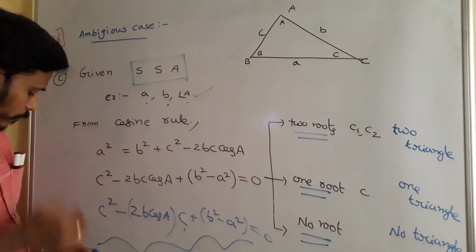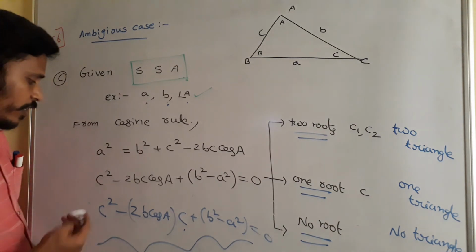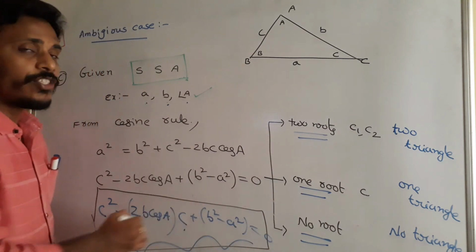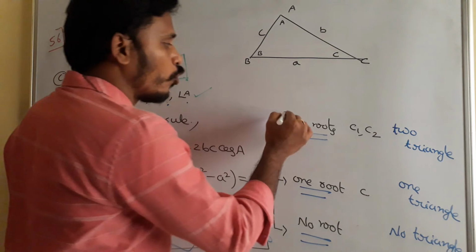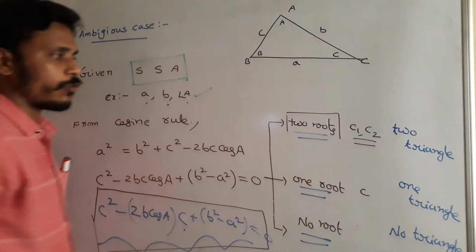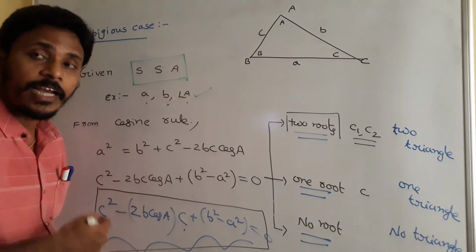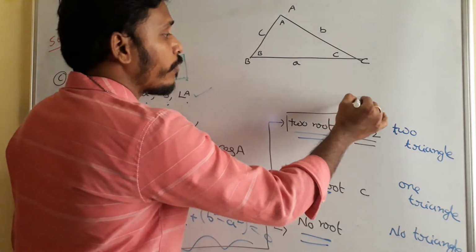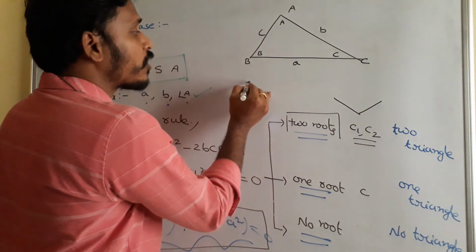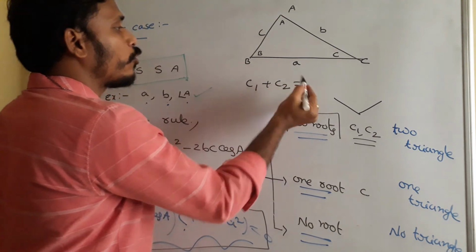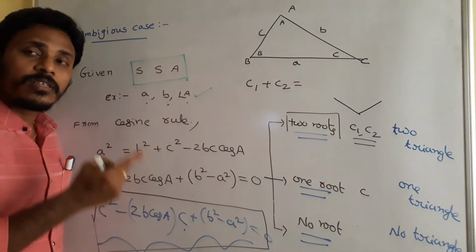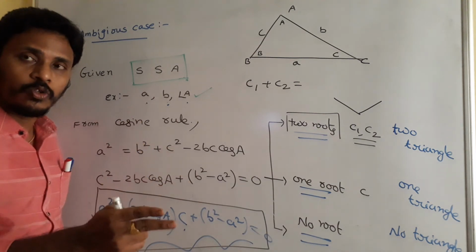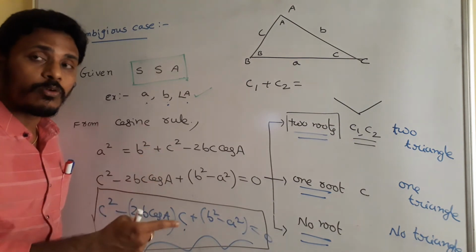Here in this case, once again at a stretch, if you look, c square minus 2bc cos A plus b square minus a square is equal to 0 is just a quadratic. Suppose it has two roots, and you call those two roots c1 and c2. I think you are all familiar with handling a quadratic equation with its roots. If anybody asks you for the sum of the roots c1, c2, two triangles are possible. One triangle's third side length is c1 and another triangle's third side length is c2. We don't know c1 and c2, but what can you say about c1 plus c2?